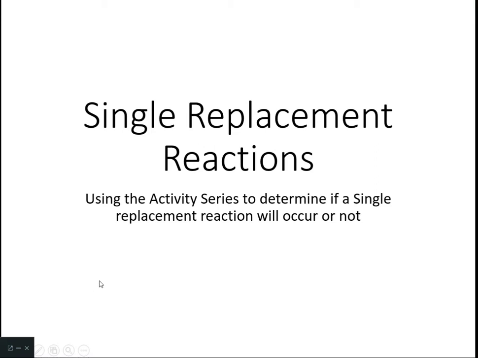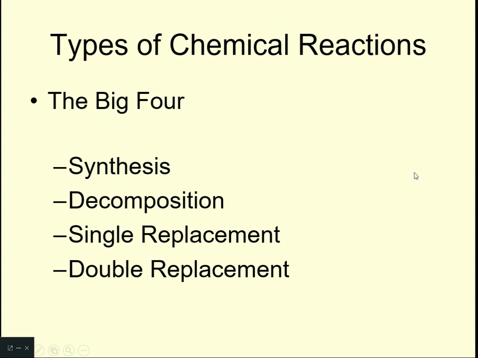Chem 1. Now for the second part of our chemical reactions videos, focusing on just the single replacement reactions. Remember from the last video, there are 4 main types of chemical reactions: synthesis and decomposition, both covered in the last video, and then single replacement and double replacement. Again, this all should have a degree of familiarity.